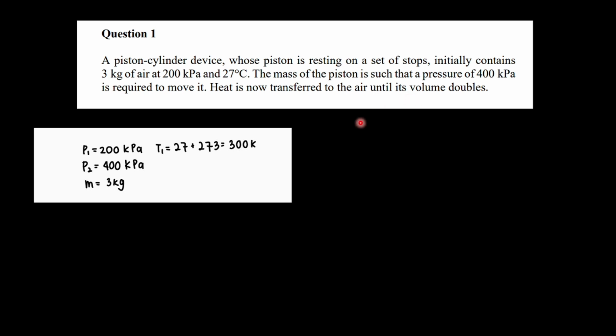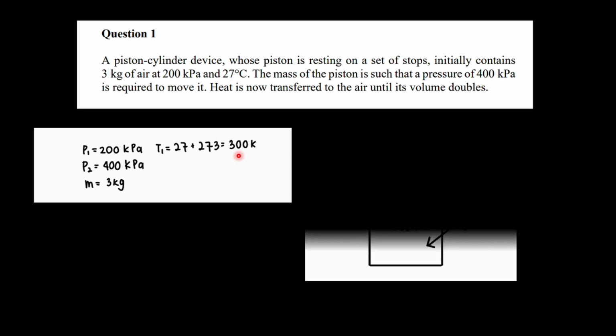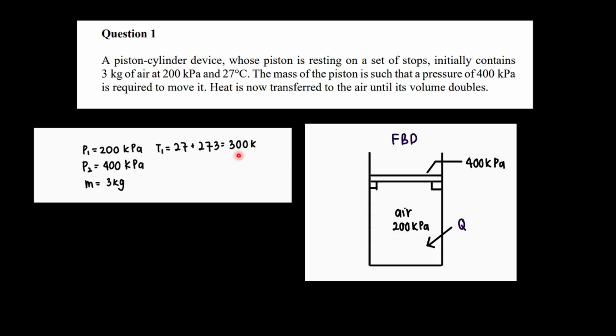From the question, we get the information: pressure 1 is 200 kilopascals, pressure 2 is 400 kilopascal, the mass is 3 kilogram, and the temperature we convert to Kelvin and we get 300 Kelvin. Okay. So the diagram of the system is like in this picture, where the air is at 200 kilopascal, and the piston requires 400 kilopascal to move.